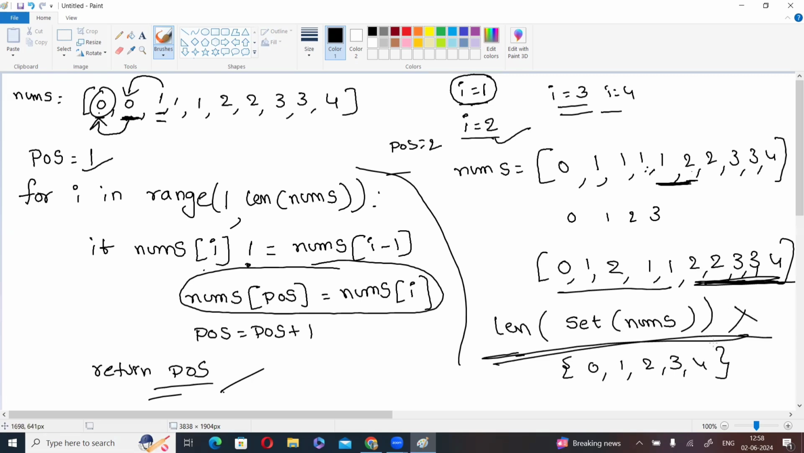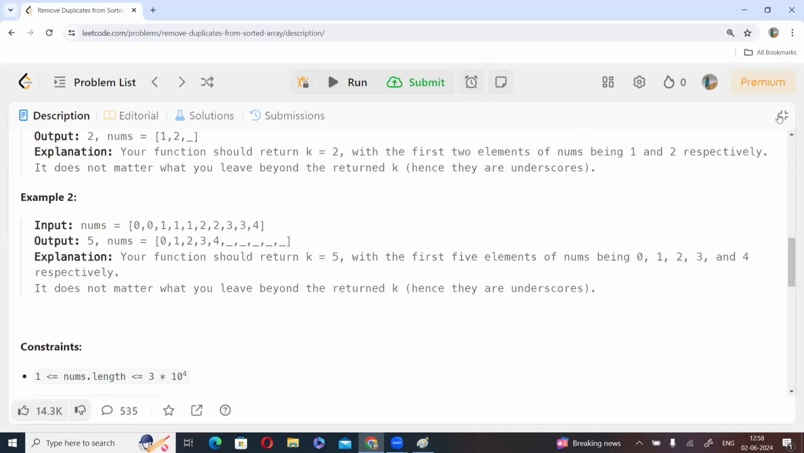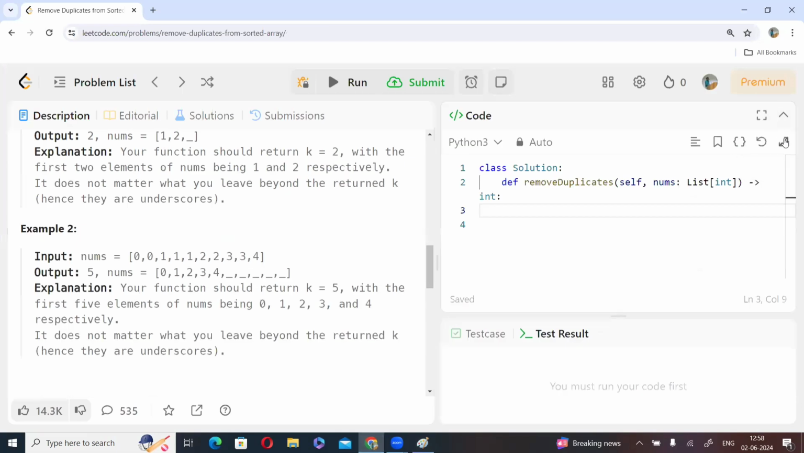Why? Set does not maintain the order. Here order is also very, very important. That is the reason I am using this concept. Once a unique element appears, starting from position 1, position 2, position 3, if duplicate, ignore, move to the next one. If it is unique, place it in order. Okay, you got it? That is the concept. That is the reason I am using that position pointer. Okay, clear? Now, I will type this one.